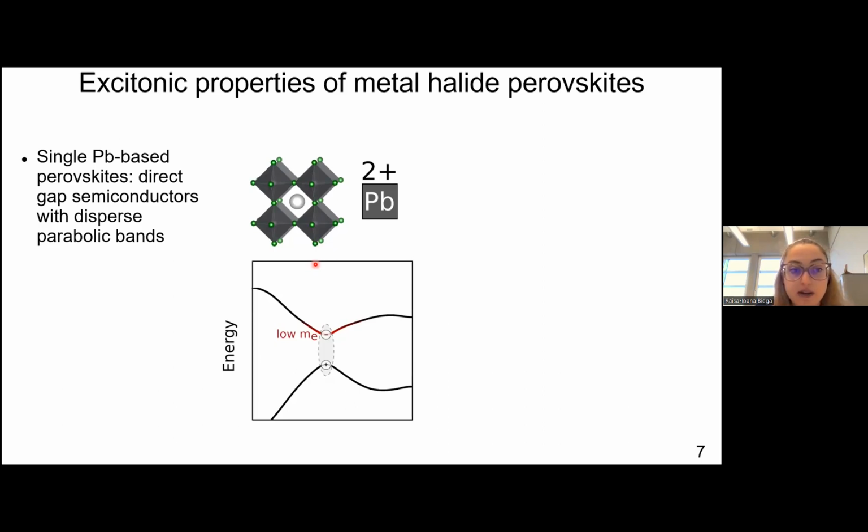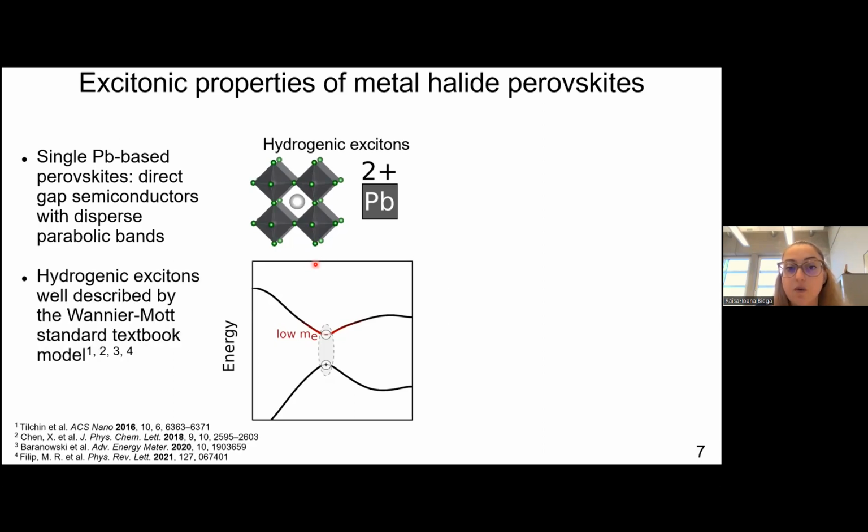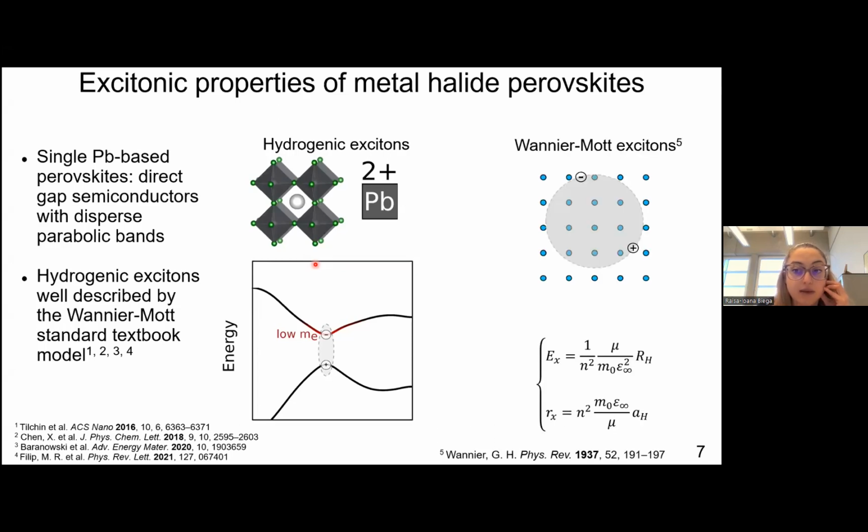And those, we know that they are direct bandgap semiconductors, and they have parabolic bands and very dispersed bands. And we know that they have hydrogenic excitons. That means that the excitons in the lead-based perovskites are very well described by the Wannier-Mott model. And this is basically a phenomenological model that allows to predict or to calculate the exciton binding energy using this formula here, and the exciton extent with the formula down here.